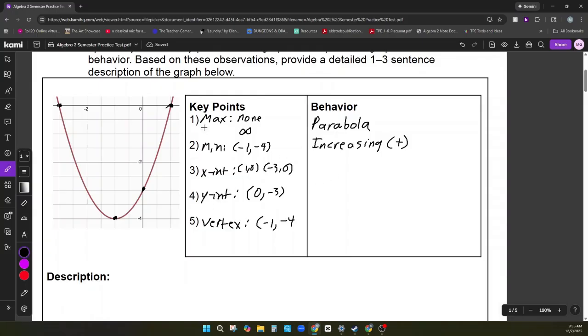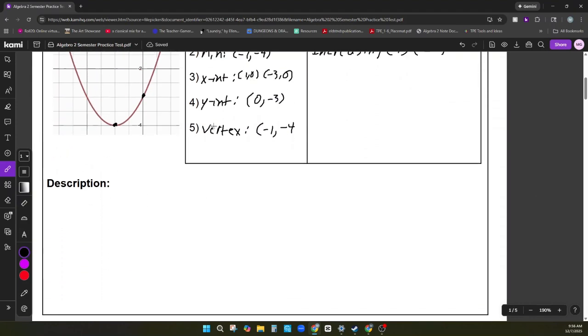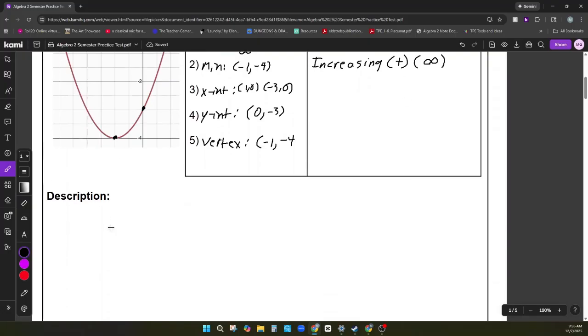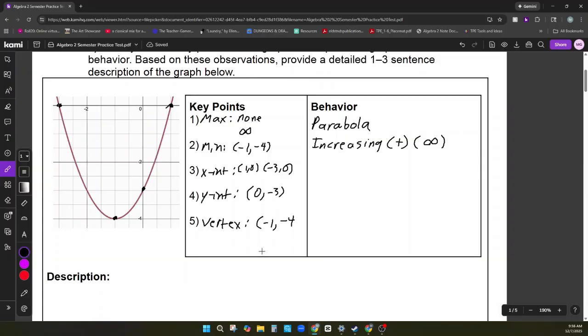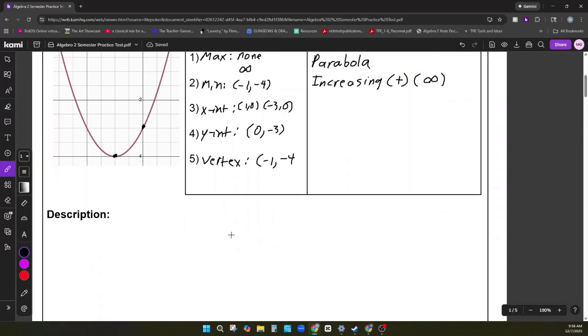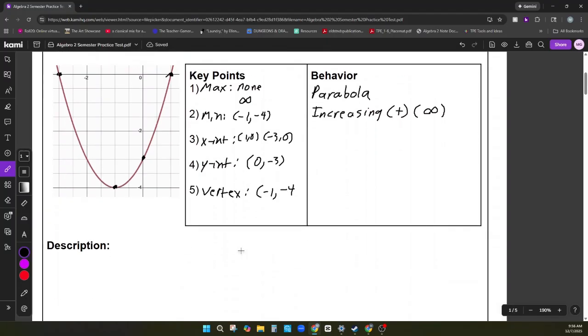And the last thing that I want to say, it's sort of implied by what we're saying about our maximum, but if you want to be very thorough, you could say that this increases infinitely, that it has no maximum. That talks about its end behavior. And I'm done as far as filling out this portion, and then I'm going to go ahead and take this information and put it into sentence form. I'm not going to go over that in this video. If you guys need examples of what that might look like, I encourage you to go and look at the Describing Graphs worksheet uploaded onto Google Classroom. But as far as identifying the key points of behavior, this is what we're looking for.